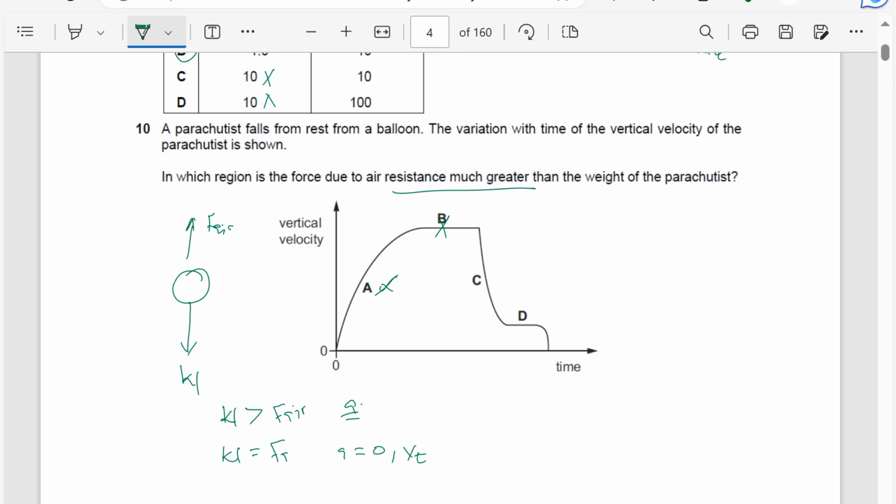Then at C, of course, we see the velocity now decreasing, so there is a deceleration. So at that point, the force due to air resistance is greater than the weight. Here, the acceleration is negative. A is negative. And you see that it is a negative gradient, so the acceleration is negative and it is much greater. Of course, D is a constant velocity also, because the line is horizontal. It is also terminal velocity, so the answer is going to be C.